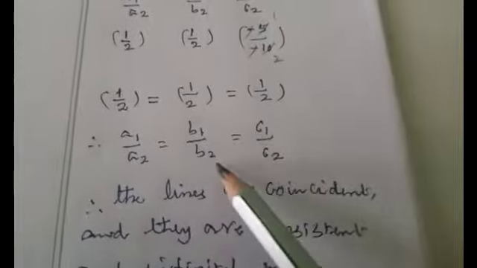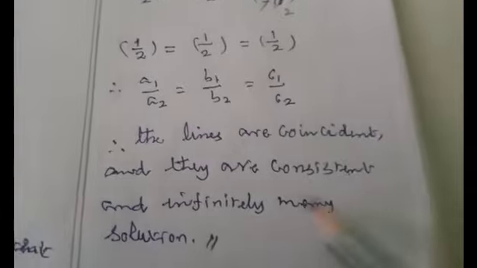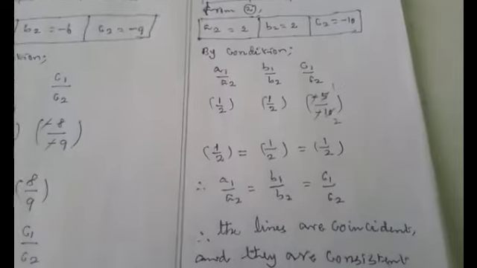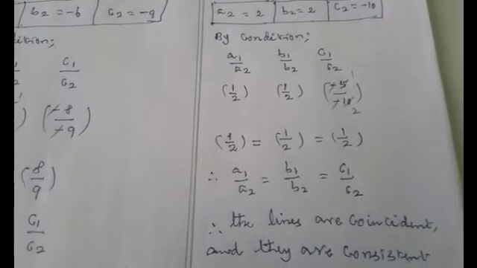Okay. So the three conditions are, when you say a1 by a2 is not equal to b1 by b2 means the equations are consistent and it has a unique solution. If a1 by a2 is equal to b1 by b2 is not equal to c1 by c2 means the equations are inconsistent and it has no solution. And a1 by a2 is equal to b1 by b2 is equal to c1 by c2, which means the equations are consistent and have infinitely many solutions. So these are the three conditions we have to check.